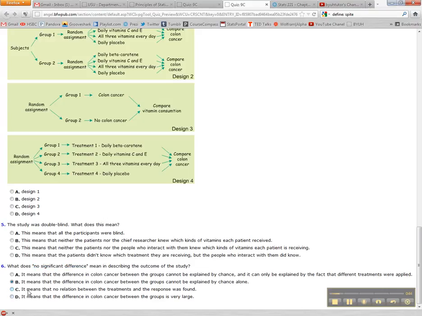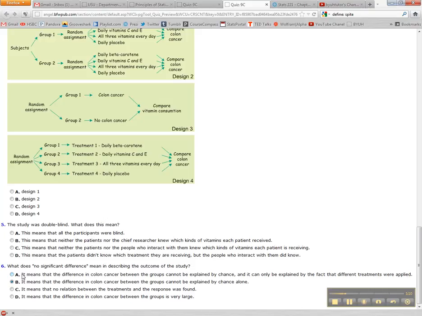And C you can cancel out because it says it means that no relation between the treatments and the response was found. You can't say that because there is some sort of relation between the treatments because there's no significant difference. And so between A and B, A is wrong because it's making a conclusion. And we can only make conclusions on statistically significant things if it is statistically significant. That's the best way I can answer.